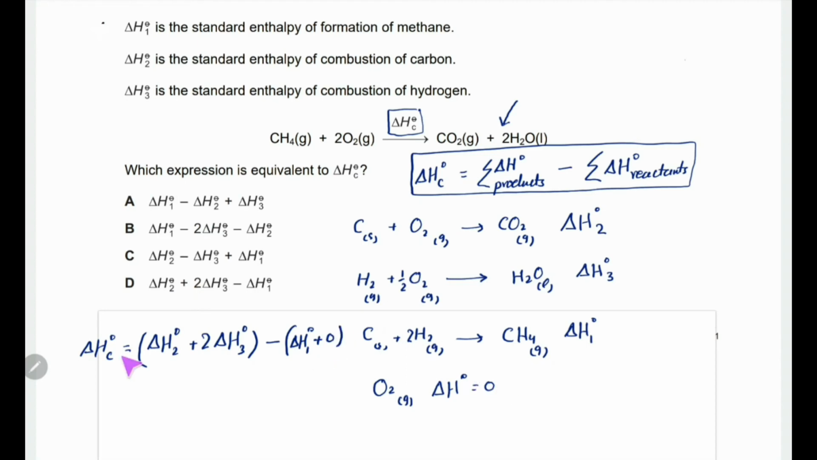So that is 0. Now, the final equation, if we want to choose, is delta H naught 2 plus 2 delta H naught 3 minus delta H naught 1. So now it is matching to choice C: delta H naught 2, 2 delta H naught 3 minus delta H naught 1. So the correct choice is choice C.